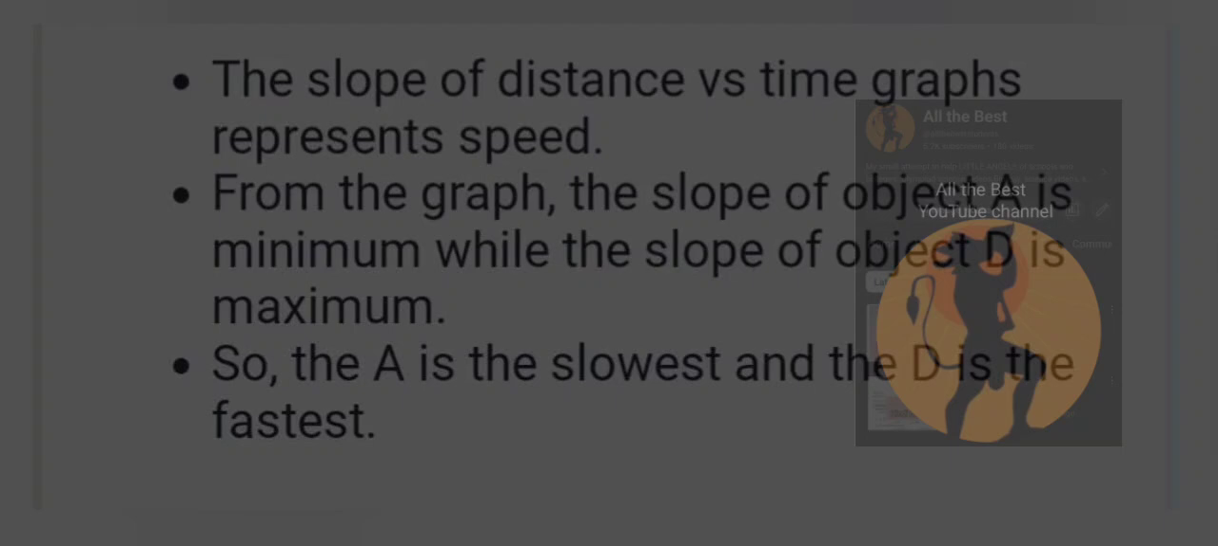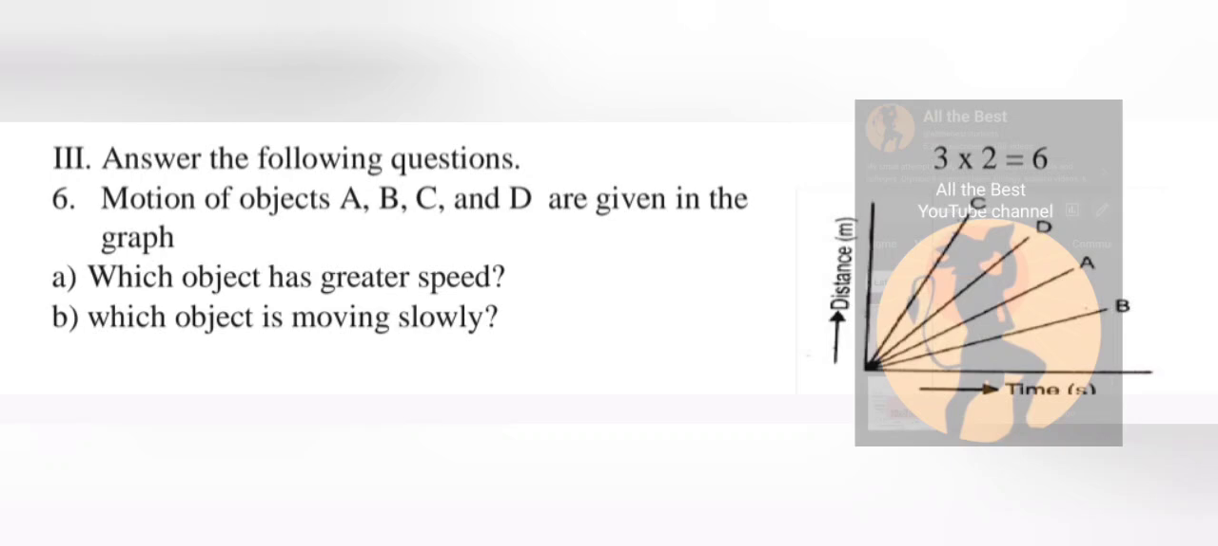But in our question, we can see that C has the greater speed and B is moving very slowly.